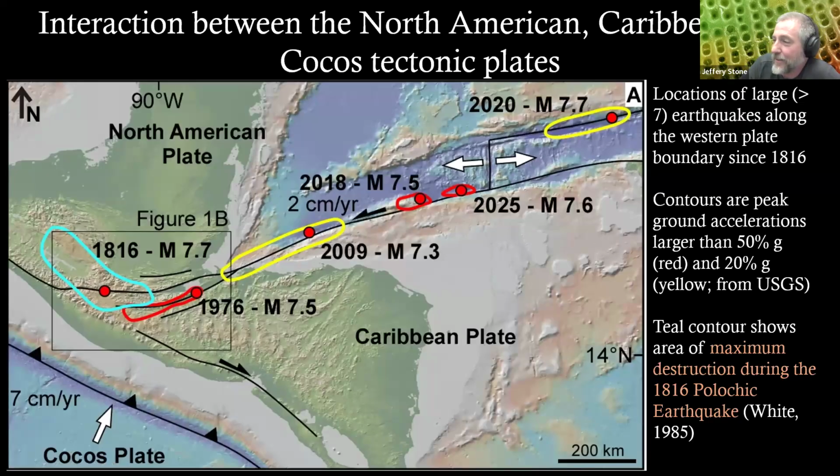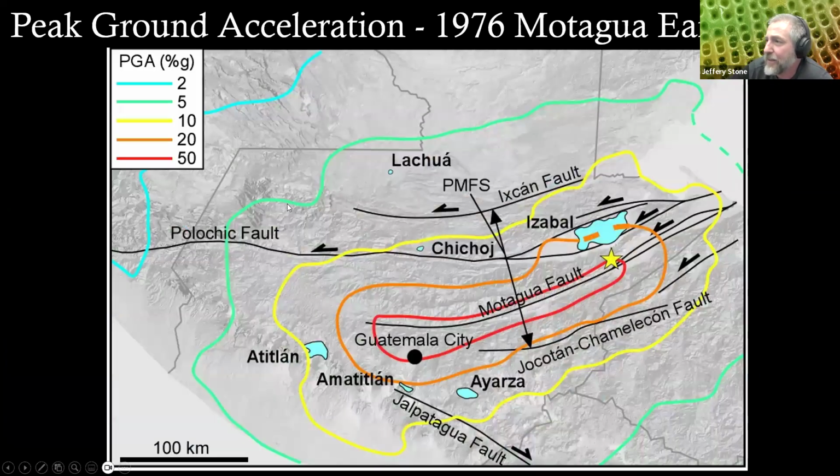Another aspect of this that's actually kind of interesting is that the placement of Lake Izabal is actually right on the boundary between the North American, Caribbean, and Cocos tectonic plates. And there's a lot of tectonic activity associated with it. We see areas where there was massive amounts of earthquakes associated with the 1816 Polochic earthquake. Right here is outlined in blue. And the Izabal area is in this sort of dark red area here. That we think might be strongly affected.